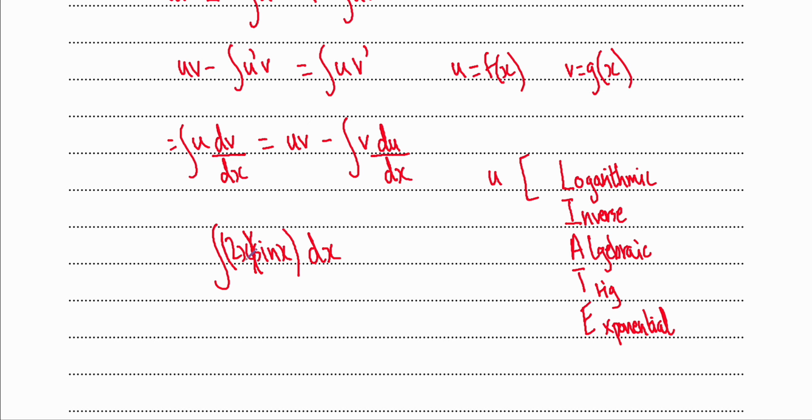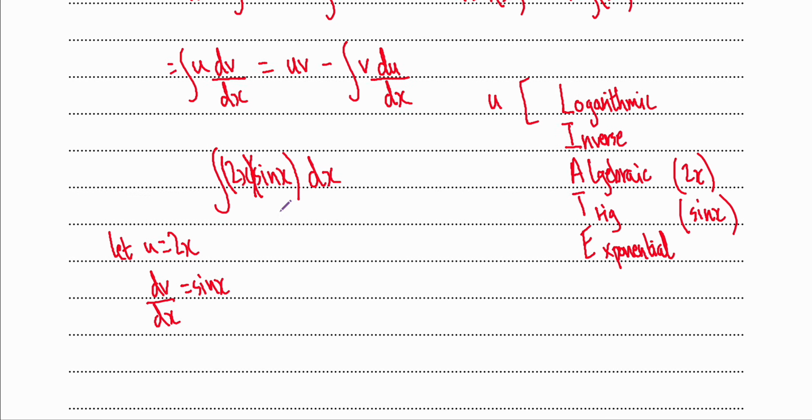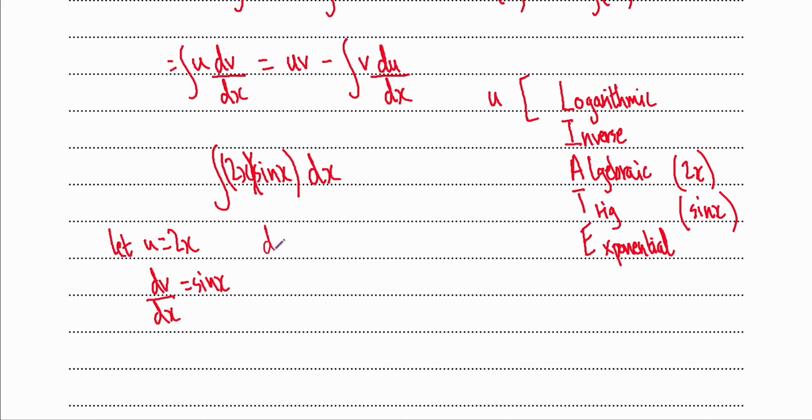So in our case, we have 2x and we have sine of x. Well, 2x is an algebraic function, and sine of x is a trig function. So what we do is we let u equal 2x. That means our dv/dx is going to be sine of x. Of course, because if u is equal to this, then we're left with dv/dx, which has to be equal to that. So now we need two more things. We need du/dx, because we're going to use this later on.